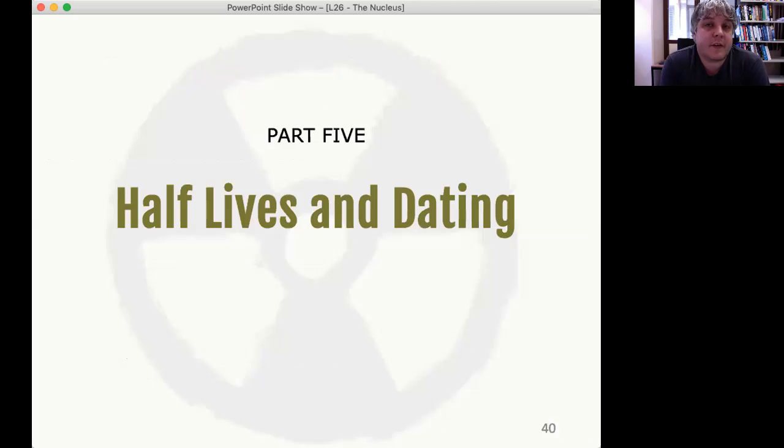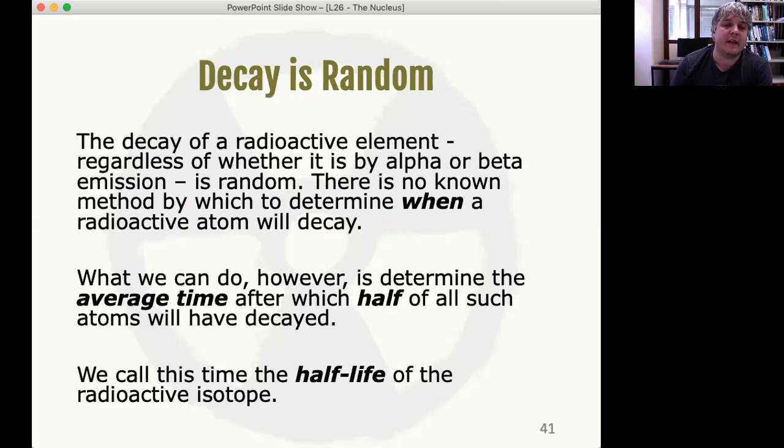So we've talked about the different types of radioactive decay, alpha and beta. We haven't talked about half-lives, and half-lives are the time it takes for that decay to occur. The decay is random. There's no way for us to predict it. If you take a single radioactive atom and you watch it, there's literally no way for us to ever know when it will decay. Not possible. We cannot predict it.